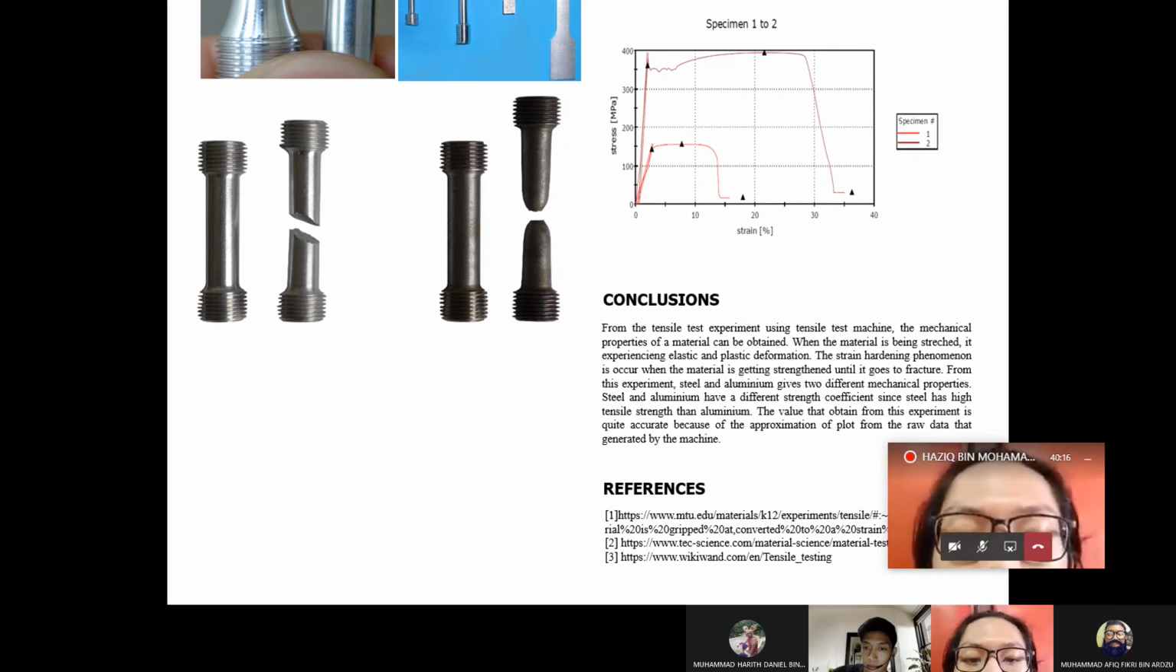From this experiment, steel and aluminium give two different mechanical properties. Steel and aluminium have a different strength coefficient since steel has higher tensile stress than aluminium. The value that obtained from the experiment is quite accurate because of the approximation of plot from the raw data that generated by the machine.